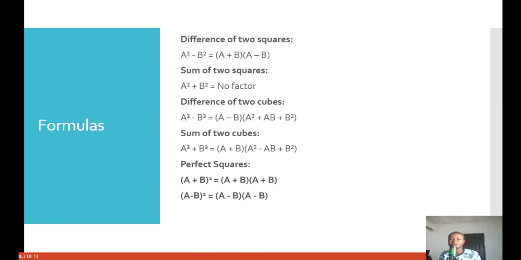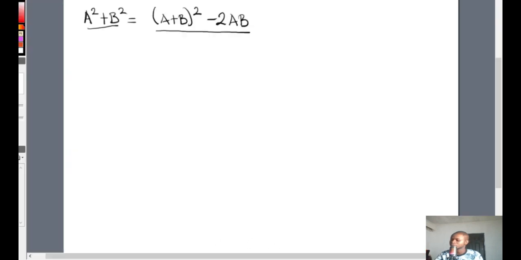What do we mean by a perfect square? A perfect square is a type of number in which when you square root it, it gives you a whole number or a whole expression. Take for example, 9 is a perfect square. Why? Because if I square root it, it gives me exactly 3. We have 4. 4 is a perfect square, which means that if I square root this particular number, it is going to give me 2. That is how a perfect square operates.